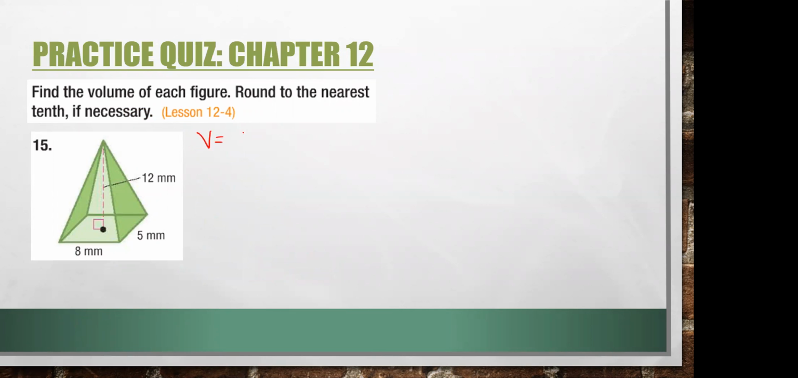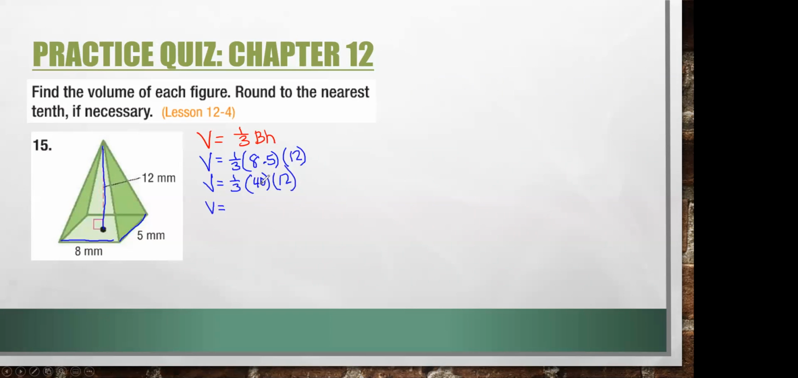So our formula is 1/3 times the area of the base times the height of the prism. So 1/3, the area of the base would be 8 times 5. And then the height of the prism is right here, which is 12, okay? So we multiply 8 times 5, that's going to be 40, times 12.